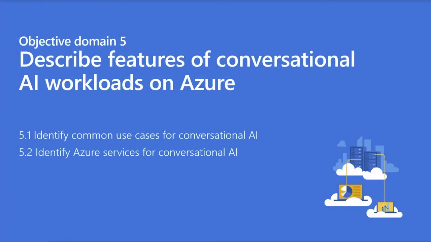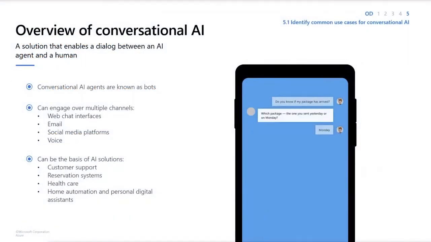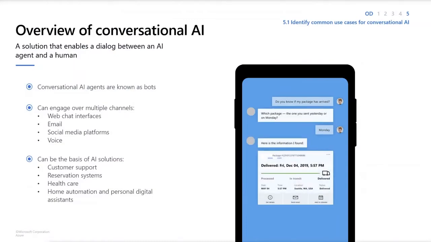Let's go ahead and start with identifying common use cases for conversational AI. Now, what conversational AI is, it's a solution that allows dialogue between an AI agent, or we also call it a bot, and a human. So what conversational AI does is it builds on other AI workloads, and this includes natural language processing, but it also uses machine learning and even potentially computer vision. So in general, when people hear or use the term conversational AI, like I said, we're referring to bots.